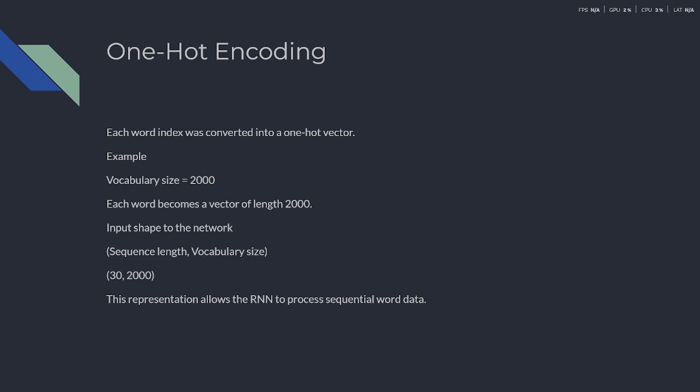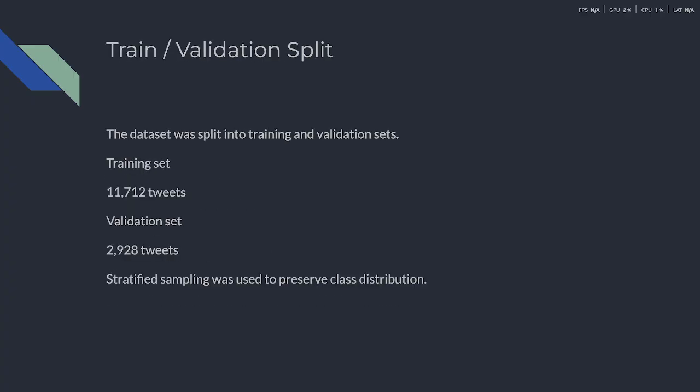One-hot encoding. The integer word indices are converted into one-hot vectors with a vocabulary size of 2,000 words. Training setup. The dataset is split into training and validation sets. Using an 80-20 split, the models are trained for 10 epochs.